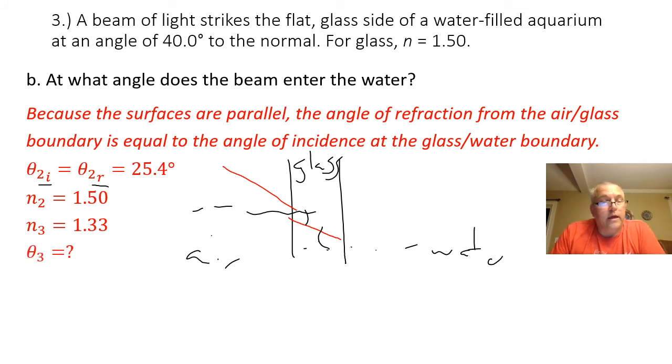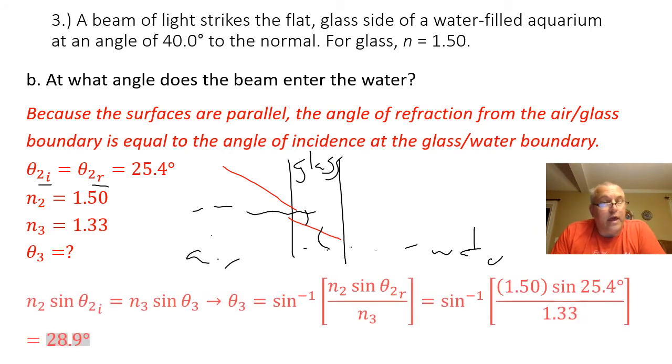So I know that solving with Snell's law, I now have n2 sine theta 2 incident equals n3 sine theta 3 incident, right? And solving this for theta 3, and again, I'm just using subscripts 2 and 3 instead of 1 and 2 just so we can keep track of stuff, theta 3 equals the inverse sine of n2 sine theta 2r divided by n3. And plugging my known values into that equation will give me an angle of refraction into the water of 28.9 degrees.